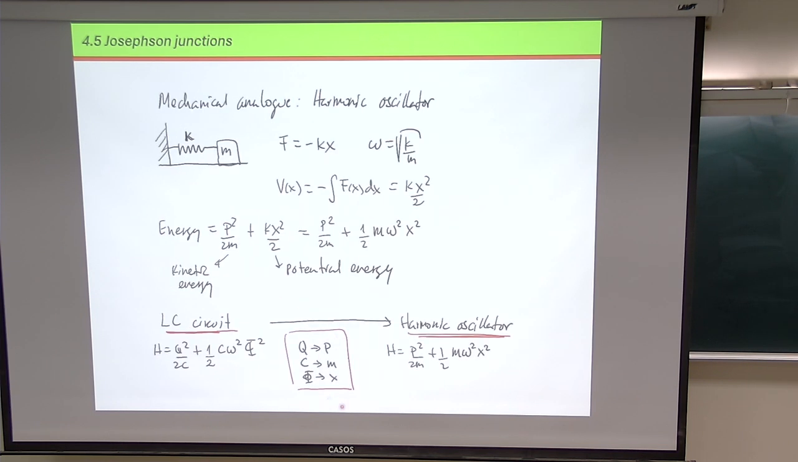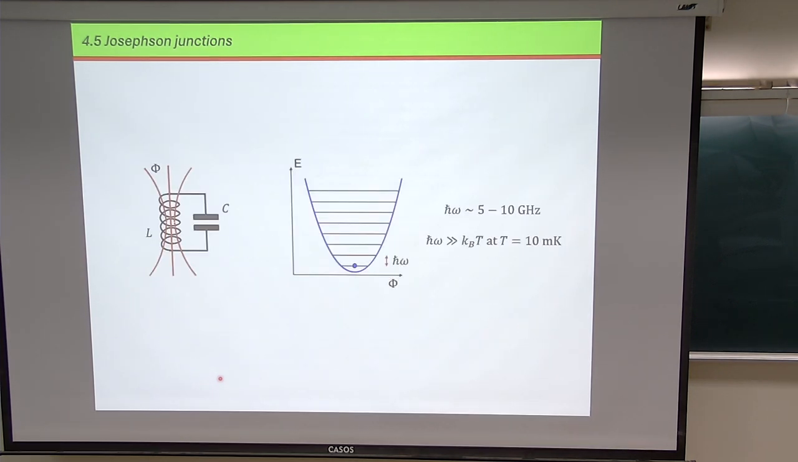So essentially, charge is the analog of P, capacity the analog of the mass, and the flux the analog of position. Now, if I quantize this system, it's going to behave like a quantum oscillator. So I will have a quantum harmonic oscillator with discrete levels, and that's what you get, discrete levels in this LC circuit.